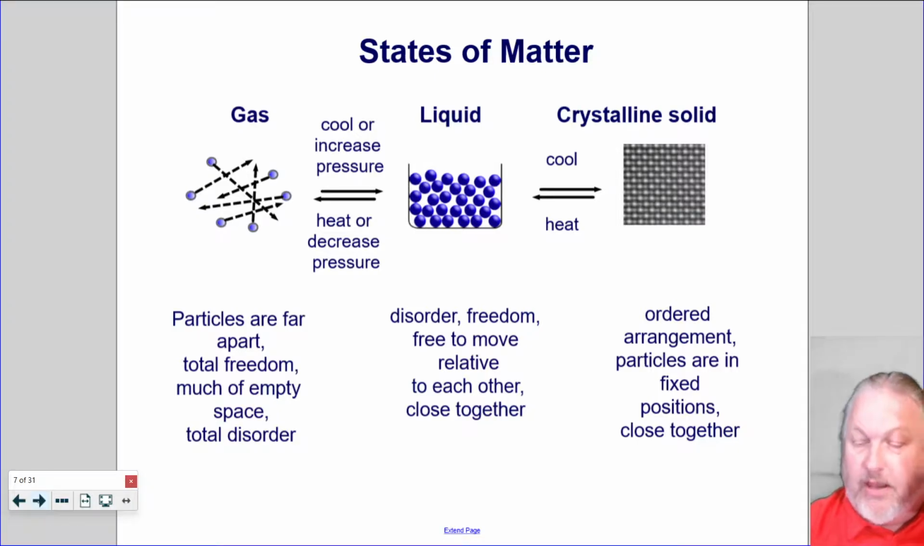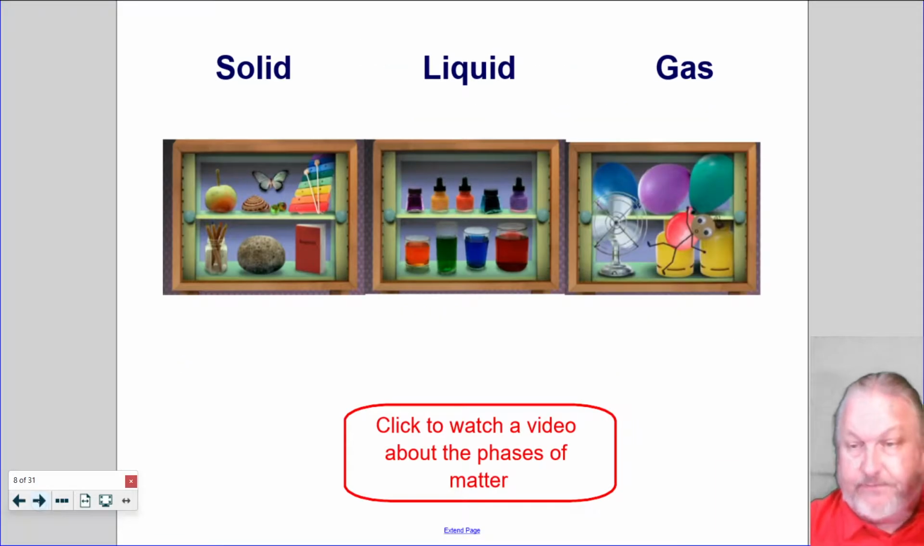Now, as I cool or I increase the pressure of a gas, I can create a liquid, which still has disorder, but there's some freedom to move around relative to each other, and they're closer together. Now, if I heat or decrease the pressure, I can go from a liquid to a gas. Now, a crystalline solid, all right, is very ordered. The particles are in a fixed position. They're very close to each other. These are the solids that we're used to seeing.